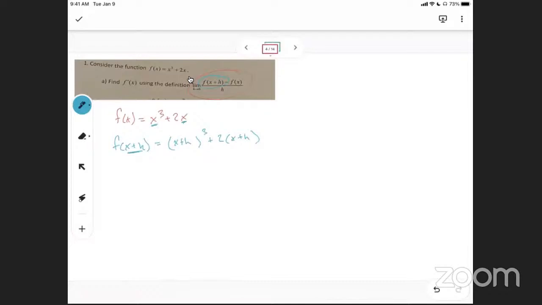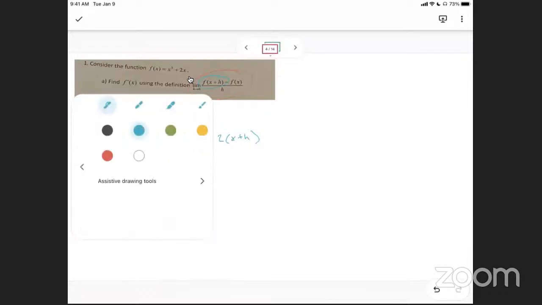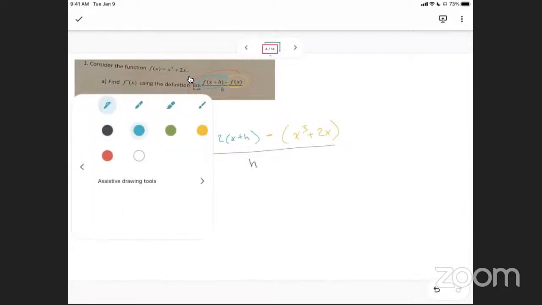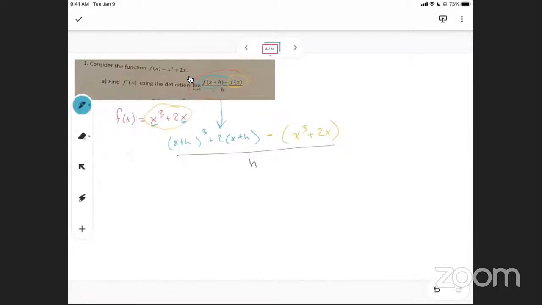And then for f of x, let me do this in yellow here. For f of x, well, we know what f of x is, right? F of x is just this thing right here. So I'm going to subtract whatever f of x is, which is x cubed plus 2x. I'm subtracting that, and then dividing that whole thing by h. Let me erase this and just draw a line so you can see. So this is the limit as h goes to 0 of that mess.